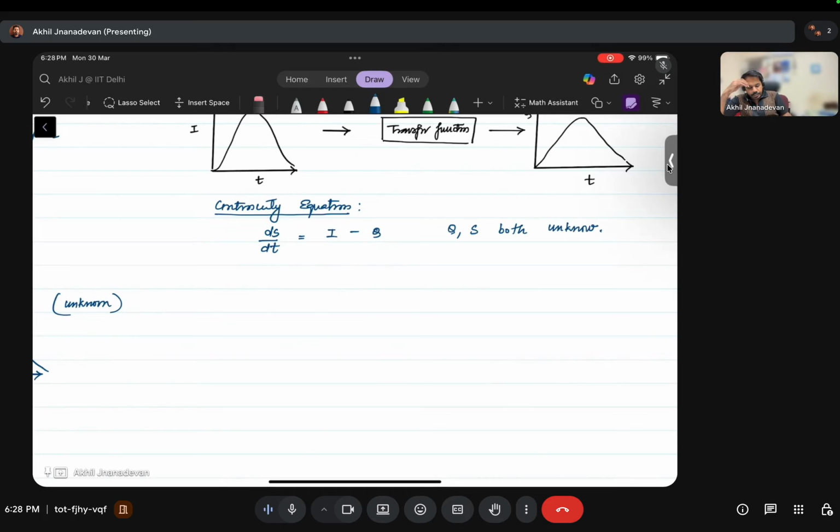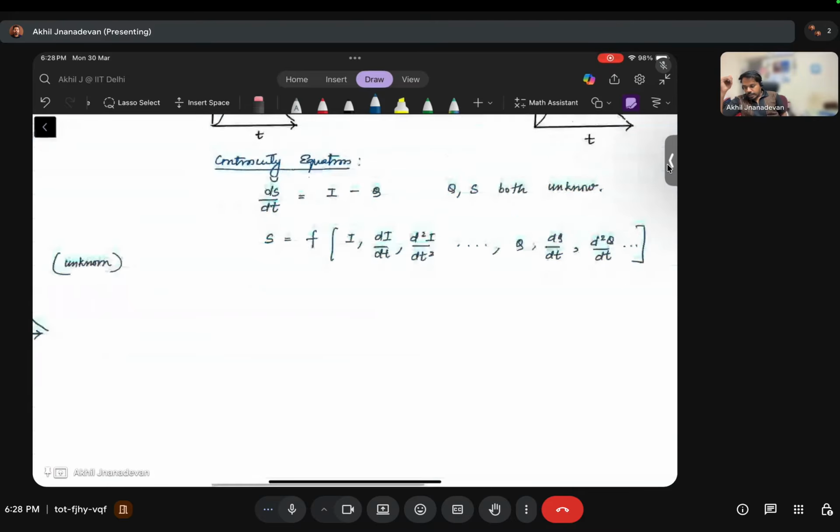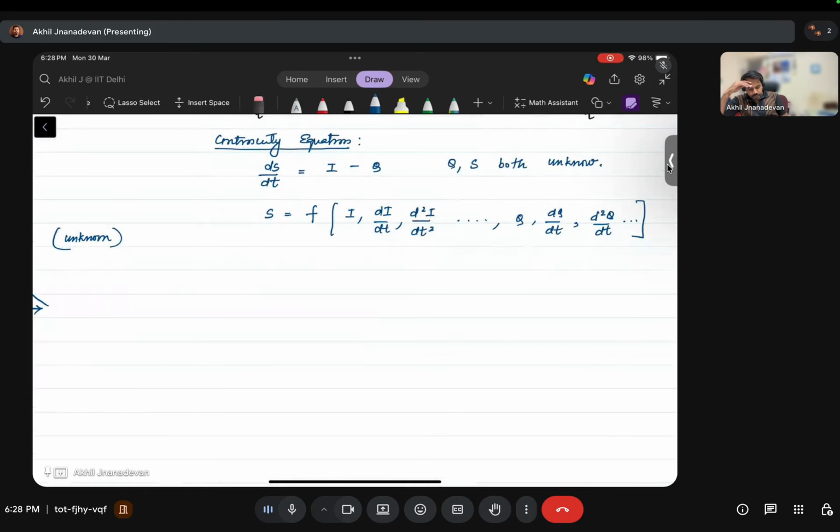Right. And then we represent S as a function of inflow and its derivatives, and so on, and also outflow and its derivatives. This was our storage function, right? So this also we saw in the previous lecture, right? Then, depending on the nature of the system, we analyze the storage function in different forms.